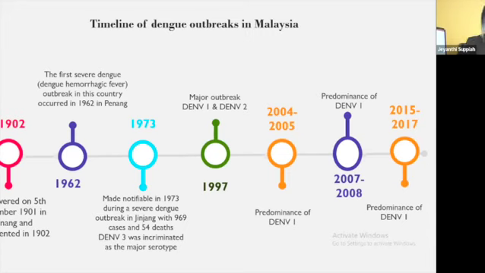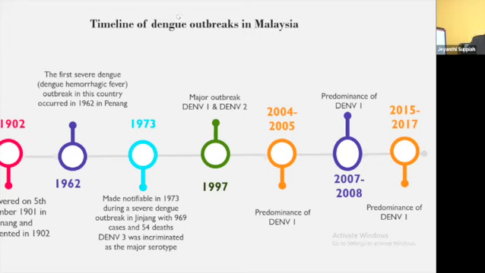And then after that, we had the first severe dengue outbreak in the country, which occurred in 1962, also in Penang. And after that, only in 1973, MOH made dengue a notifiable disease due to following the outbreak in Jinjiang, which actually killed about 54 people, and dengue 3 was incriminated as the major serotype during that outbreak.